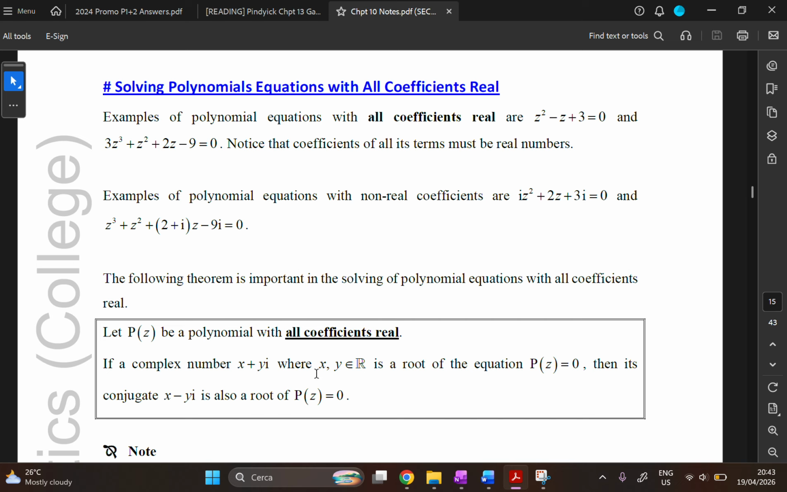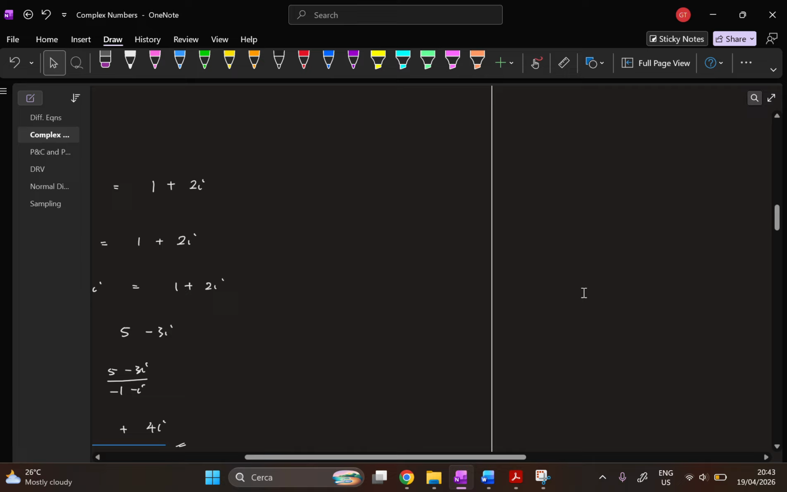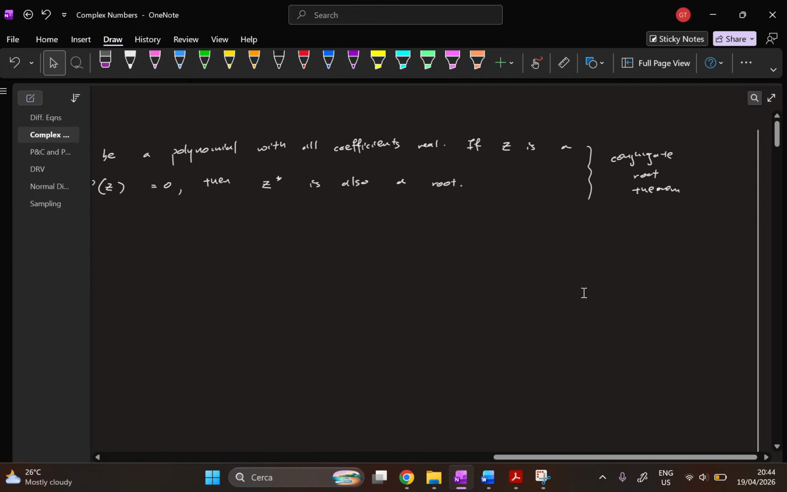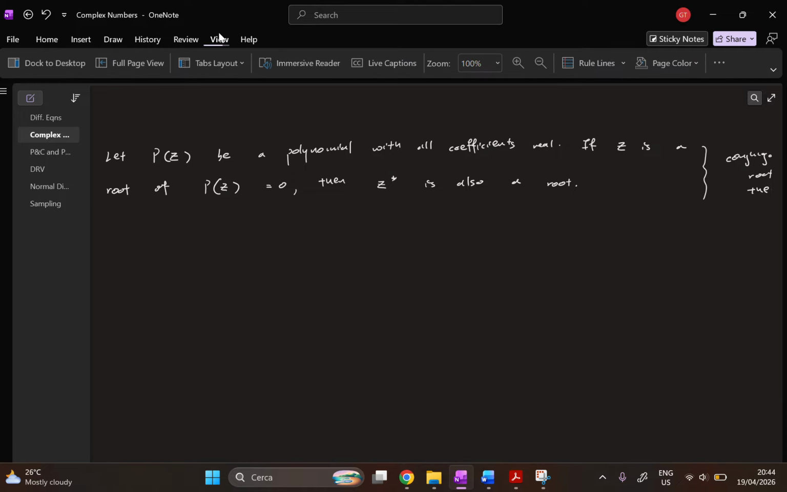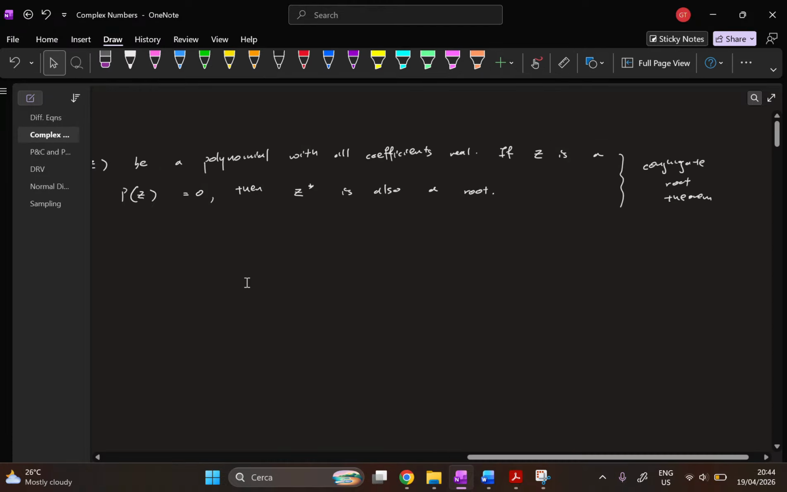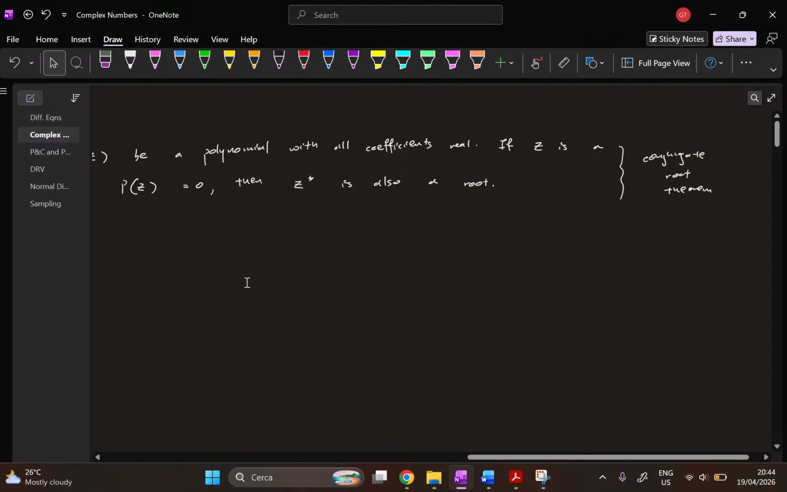And as you can see here, there's a very important theorem, which is that p(z) must be a polynomial with all coefficients real. And if a complex number is a root of the equation, then its conjugate is also a root. In other words, if z is a root, then z conjugate will also be a root. Okay, and this is the conjugate root theorem. There are questions, okay. I remember there's a question in your tutorial 10 that explicitly asks you to write out in words this conjugate root theorem.